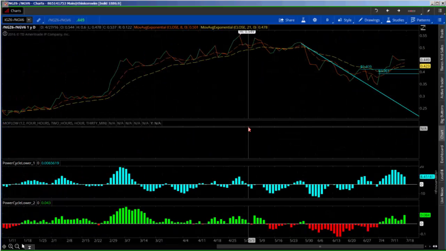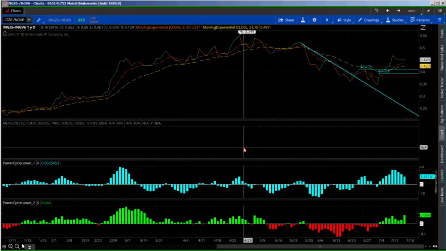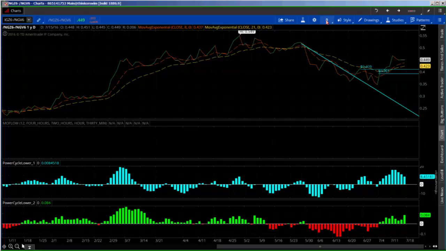But see what tends to happen is this is long December, short October. So if you get a sell-off in natural gas, the front part of the market will go down faster because that's where all the supply demand is. So this is a way to go short nat gas rather than having to be outright short. So it's a different way to play it, but it's a great way to play it.